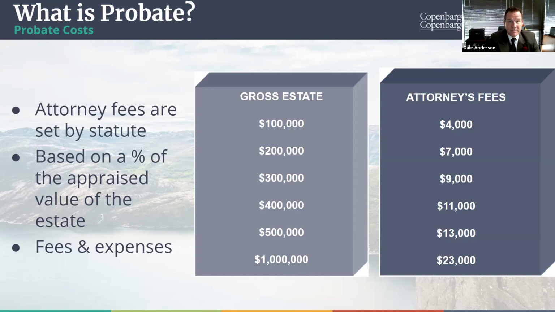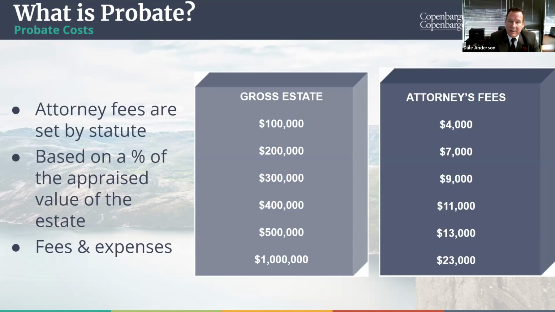Because if you own a house in California, you're already close to that $1 million. And when we talk about the value of the estate on which the attorney fees are set, it's on the gross estate. And that means it doesn't matter if you have a $1 million house and you have an $800,000 mortgage on it. It's still based on the $1 million. So the value of the gross estate determines what the attorney fees are.